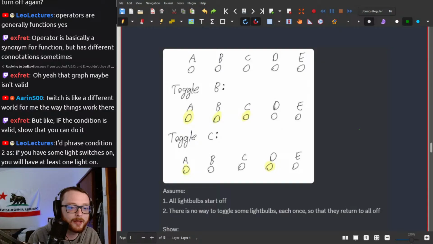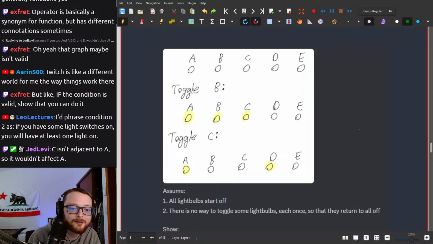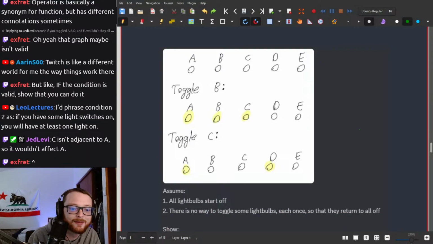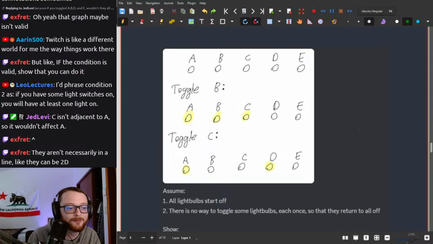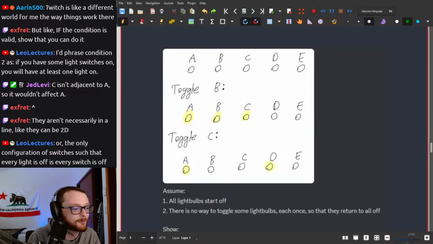Wait, no. Now I'm still confused. We toggled B, so it turns all 3 of these on, and then if we toggle C. Okay, for this adjacency. But we could have other adjacencies, is what we have to account for. Like, okay, yeah. We could have C be adjacent to all 4 of these. Or all 5 even, I guess.